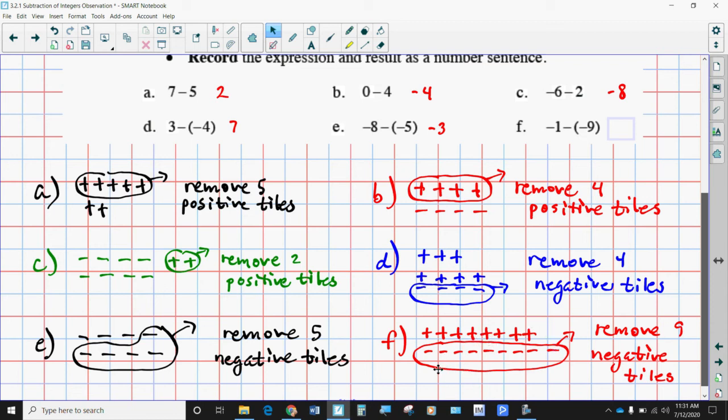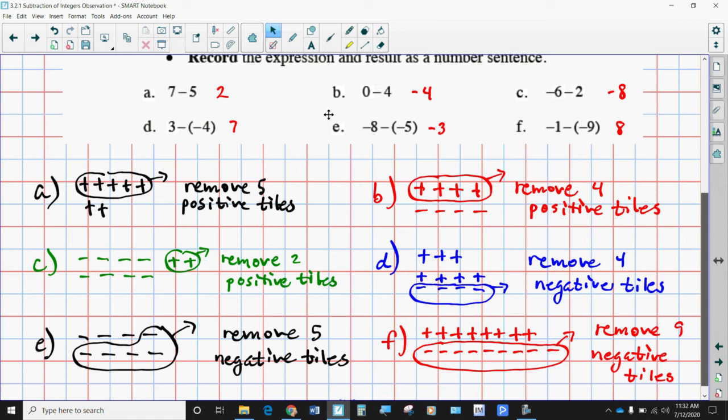And then in those 0 pairs, you've got 8 negatives plus another negative, makes a total of 9 negatives that can be taken away. So once again, you got 0 plus 0 plus 0 plus 0 plus 0 plus 0 plus 0 plus 0, and a negative 1. The total value was negative 1 before we took away 1, 2, 3, 4, 5, 6, 7, 8, 9 negatives. And after those 9 negatives went away, we were left with 8 positives. So negative 1 minus negative 9 is equal to positive 8.